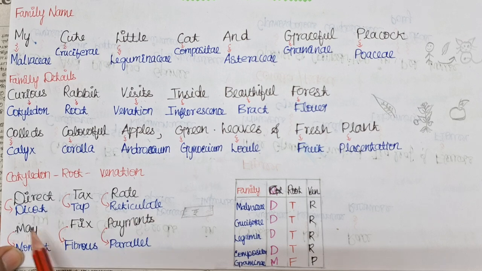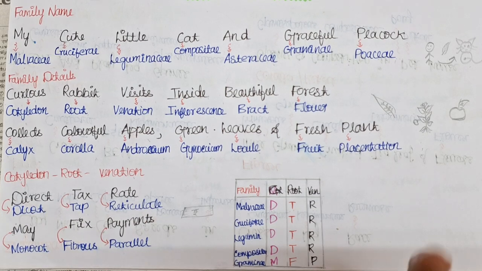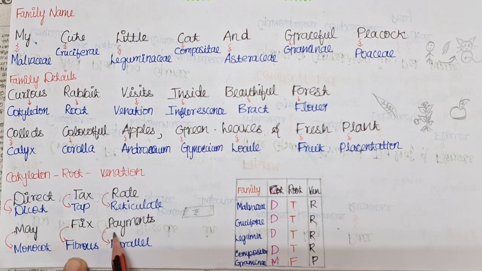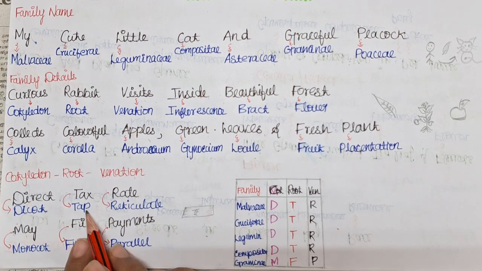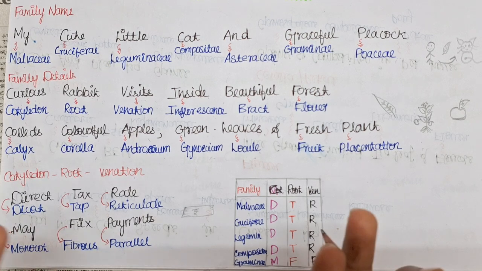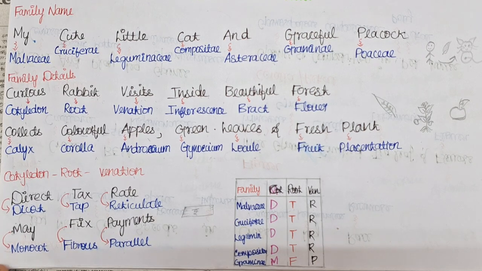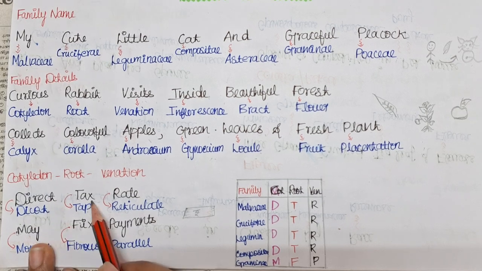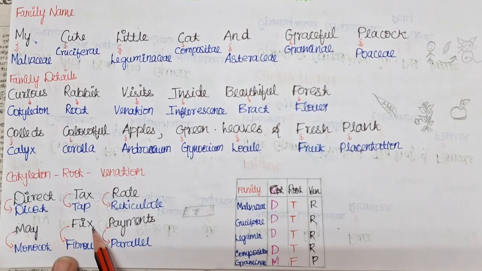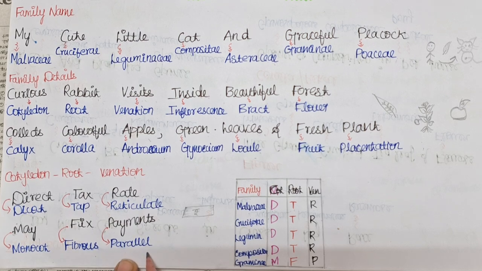Direct tax rate, may fix payments. When we apply the direct tax, they are saying it might fix the payments. Payments is nothing but related to money. So there is a direct tax. Try to recall it, but I guess the trick is not even needed here, just in case you need it. So direct is for dicot, tax is for taproot, rate is for reticulate, may is for monocot, fix is for fibrous, payments is for parallel.